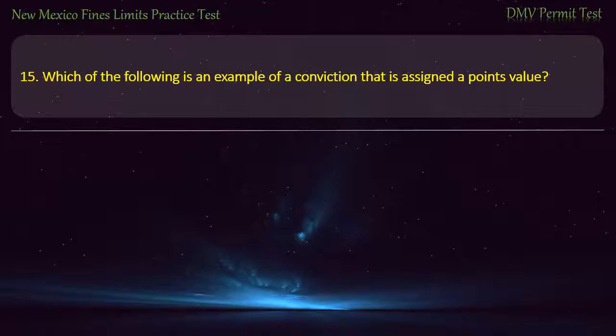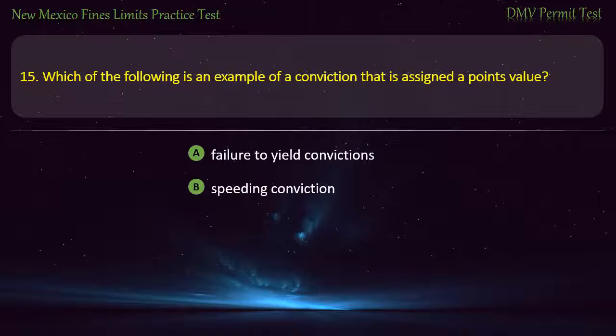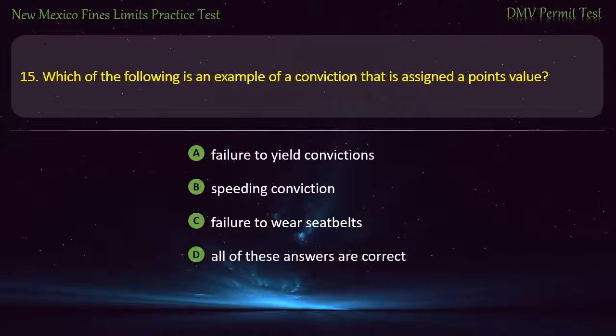Question 15. Which of the following is an example of a conviction that is assigned a points value? Failure to yield convictions. Speeding conviction. Failure to wear seatbelts. All of these answers are correct. Answer. All of these answers are correct.